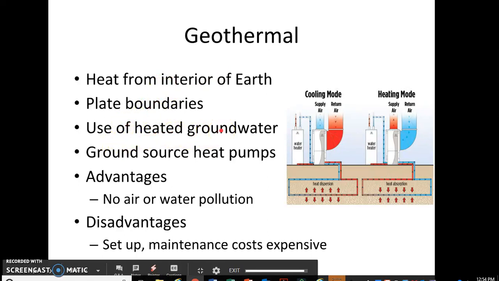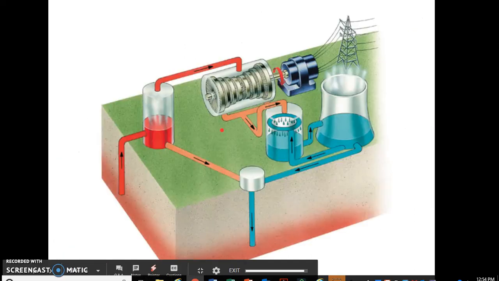So I'm going to jump forward to take a look at a diagram, and then I'll come back. So here, this is taking a look at geothermal, where we take heated groundwater, we pump it up, and we pressurize it to make steam. That steam is used to turn a turbine, and that turbine is connected to a generator to make our electricity.